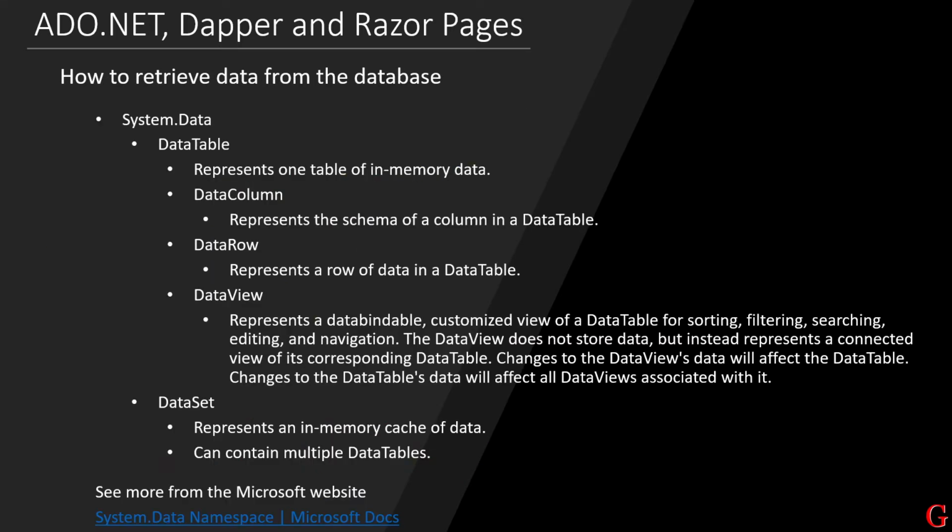We can also use ADO.NET to retrieve data from the database. Usually with ADO.NET we use dataset, data table, data column, data row and data view class, which are part of the system data library. Dataset contains data tables, data table contains data rows and data columns. You can also use SQL data reader to retrieve data from the database.